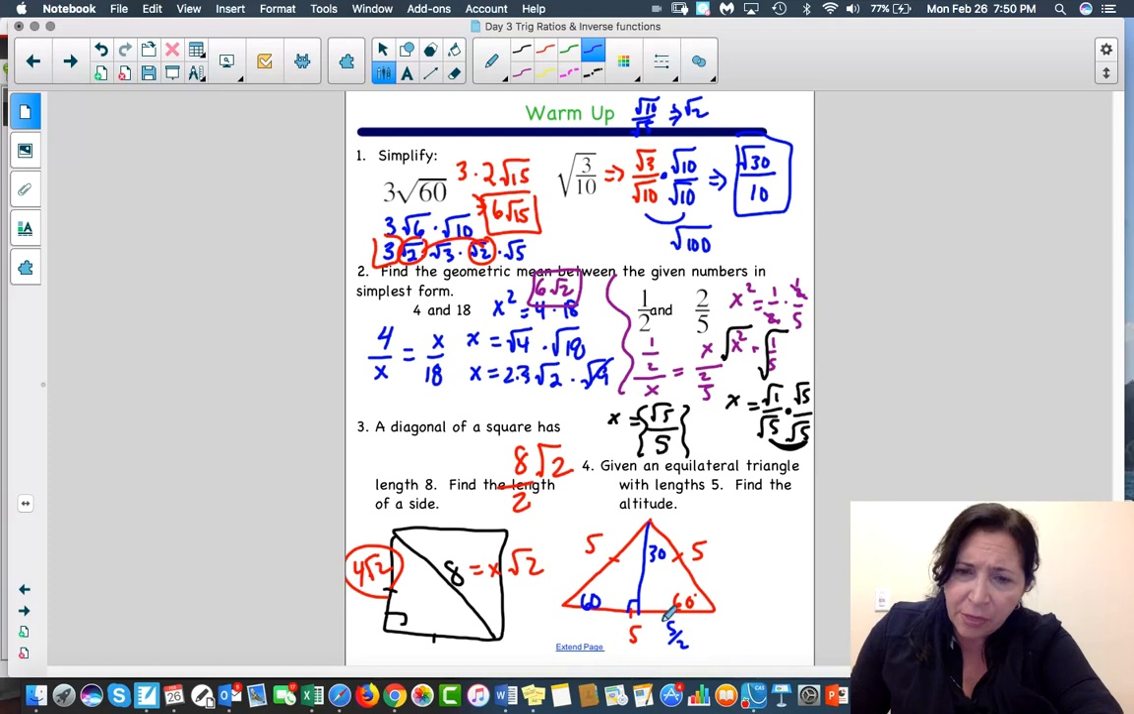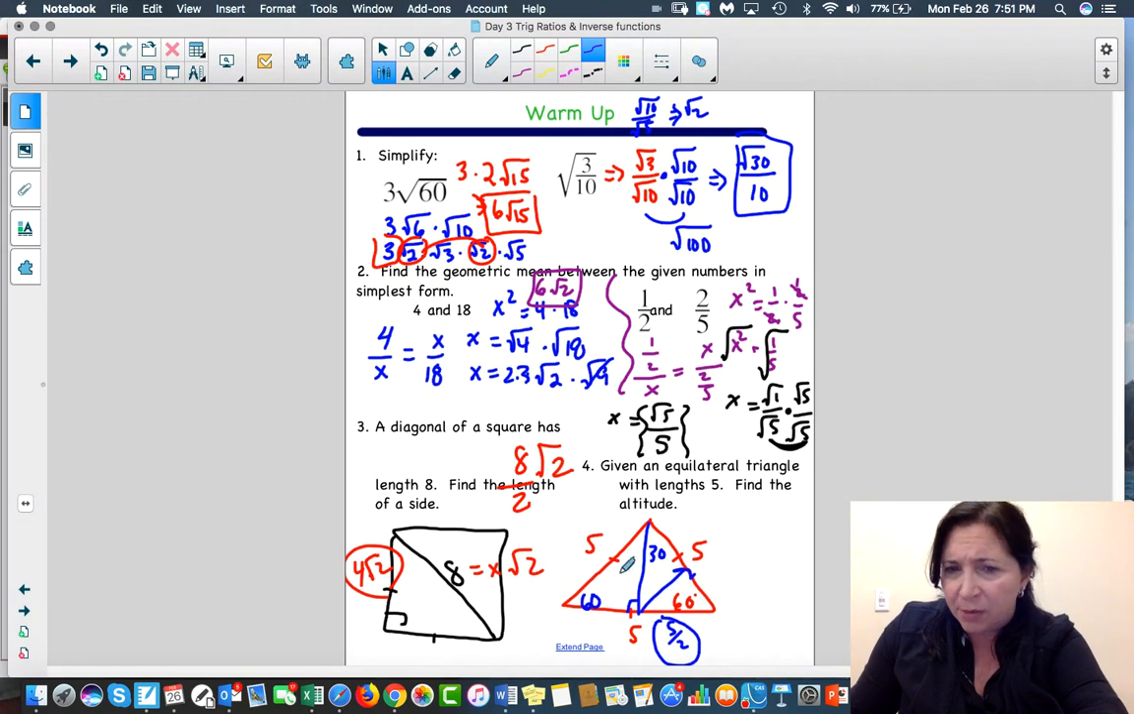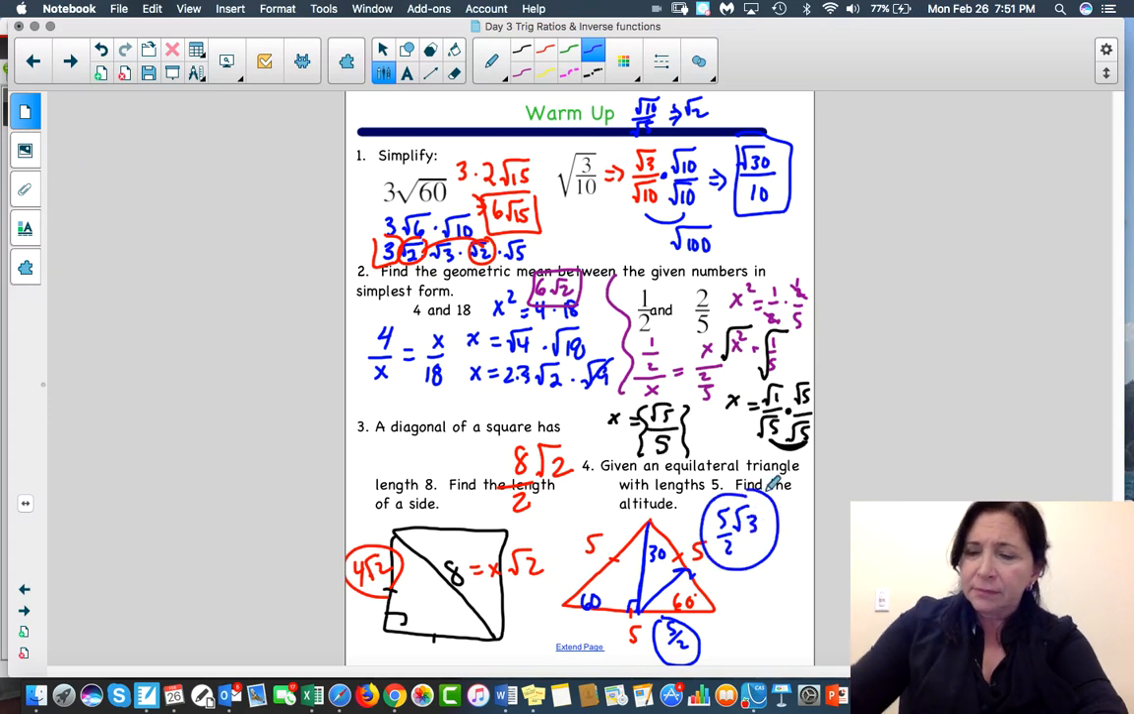So across from the 30 is A. Across from the 90 is 2A, which is 5. So across from the 60 is A root 3. So this altitude would be 5 over 2 root 3.